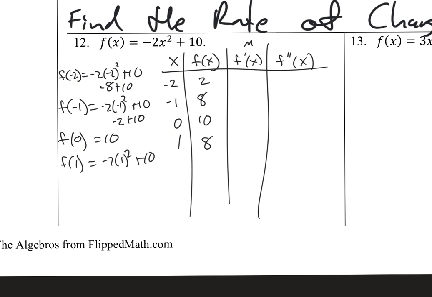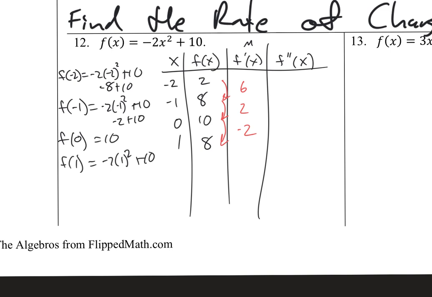All right, now let's figure out what's the average rate of change, right? How much is this thing changing each time? Well, here it went up 6, then it went up 2, then it went down 2. Okay, so we can see the average rate of change is changing. It's different each time. But now we want to know the rate of change of the average rate of change.